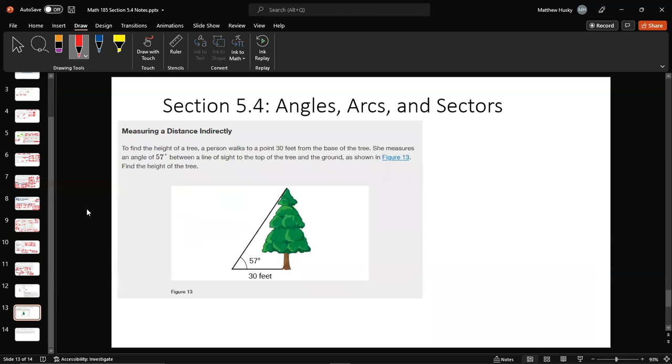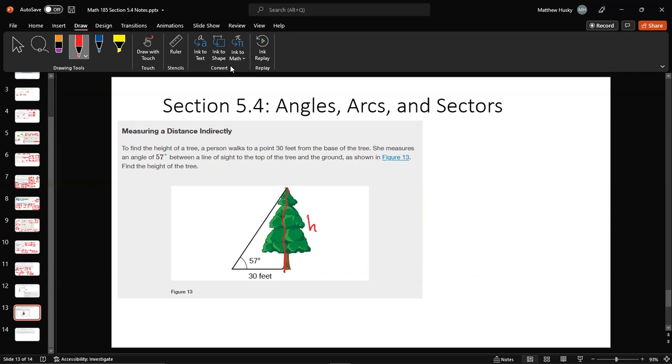All right, so to find the height of a tree, a person walks to a point 30 feet from the base of the tree. She measures an angle of 57 degrees between the line of sight to the top of the tree and the ground. Find the height of the tree. And they very conveniently have a picture for us for this situation here. So we want to know how high this tree is. So this is H right here.